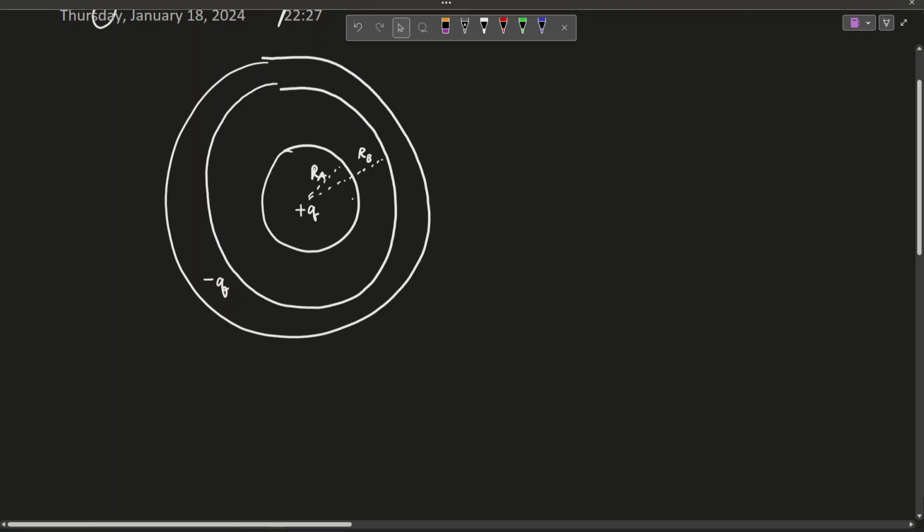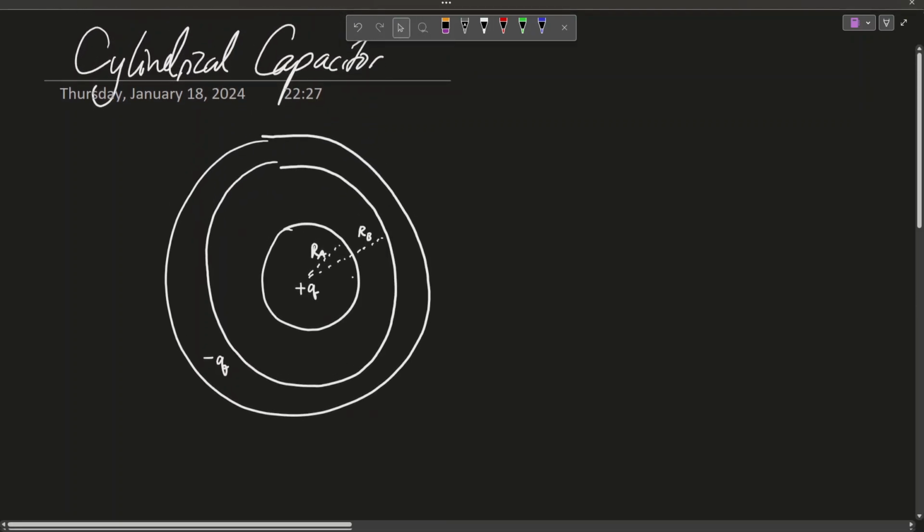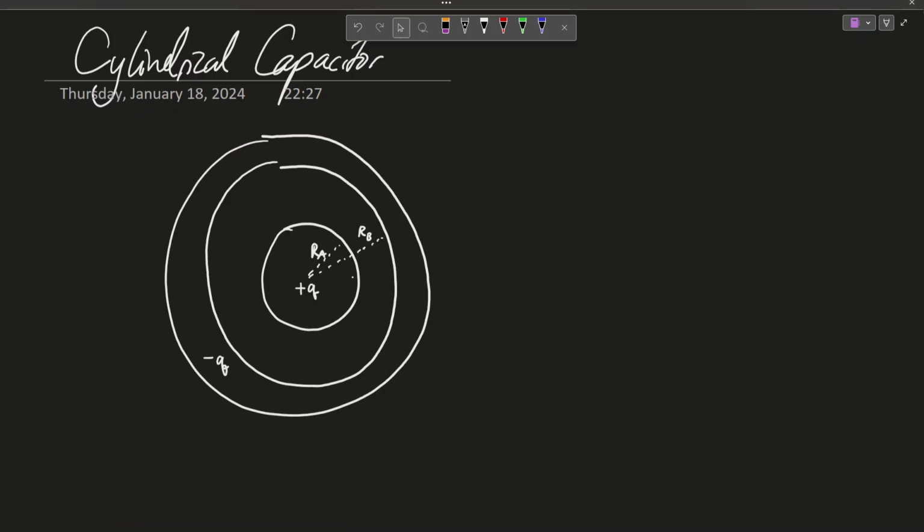Alright, you're looking at what's called a cylindrical capacitor. Hopefully you've learned about parallel plate capacitors already. But as it turns out, in real life, a more common way to manufacture capacitors is using cylindrical conductors. So we're going to look at how to find values like E field, voltage, and capacitance for a cylindrical capacitor.